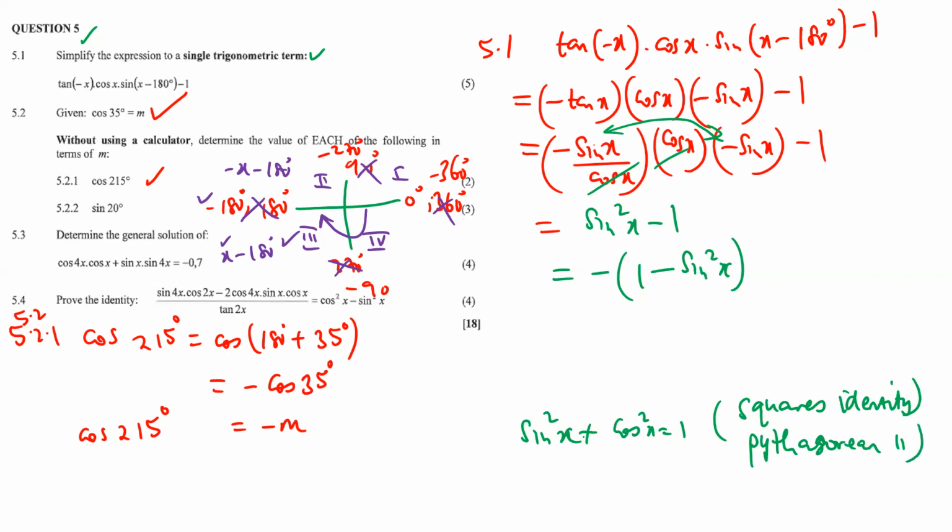So now we want to have the 1 and the sine squared on one side. So we can have cosine squared, which is 1 minus sine squared. What is 1 minus sine squared? It's cosine squared. So the answer is this. Any comment on that one?